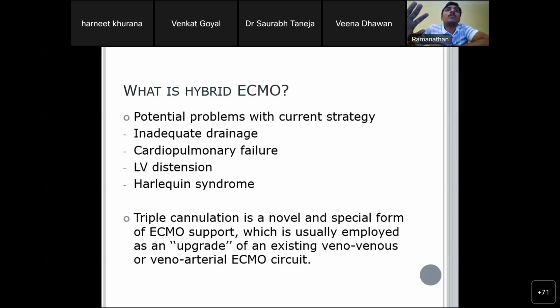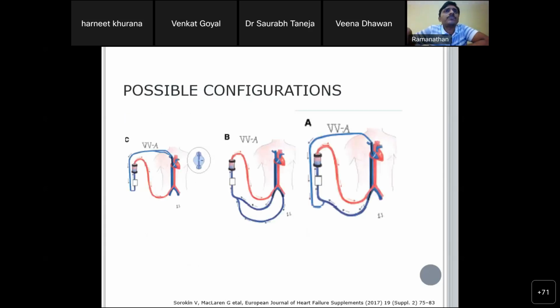Now, this potential problem can be an inadequate drainage. It can be a combined cardiopulmonary failure, or it can be something like a Harlequin syndrome or an LV distension which needs to be unvented. So such scenarios will necessitate triple cannulation, or you will need additional cannulas, 3 or 4 cannulas, to run your ECMO or to manage your patient on ECMO.